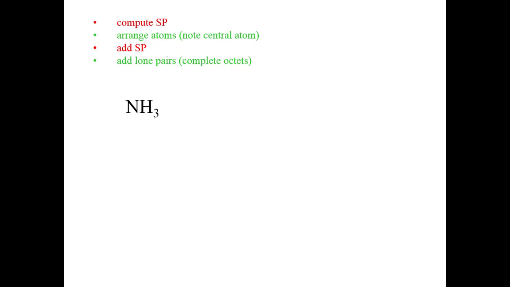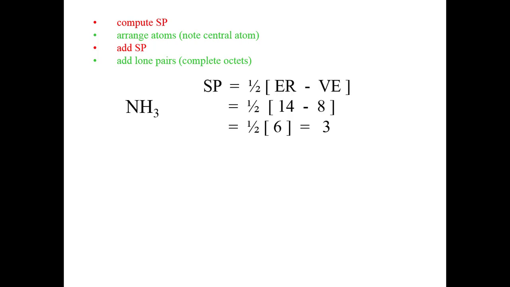Let's try ammonia, NH3. Nitrogen wants 8 electrons and each hydrogen wants 2, so Er is 14 for this molecule. Nitrogen brings 5 valence electrons and each hydrogen brings 1, so Ve is 8. This is again a deficit of 6 electrons or 3 shared pairs.